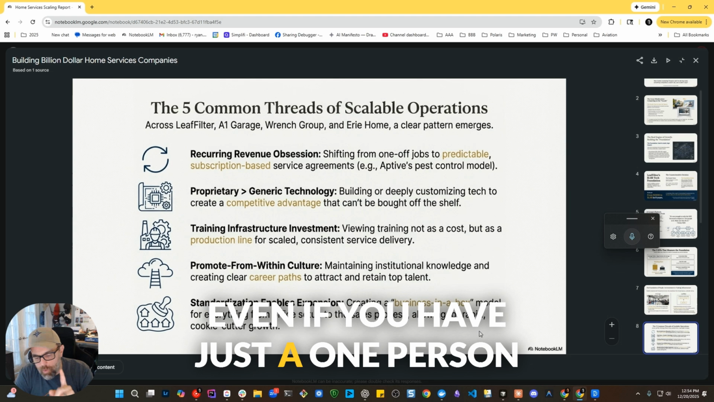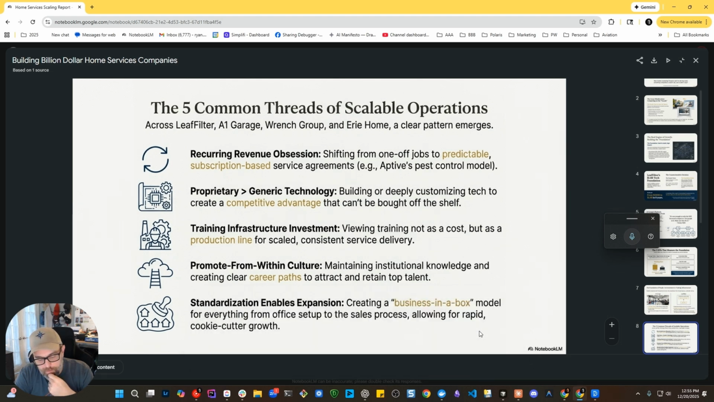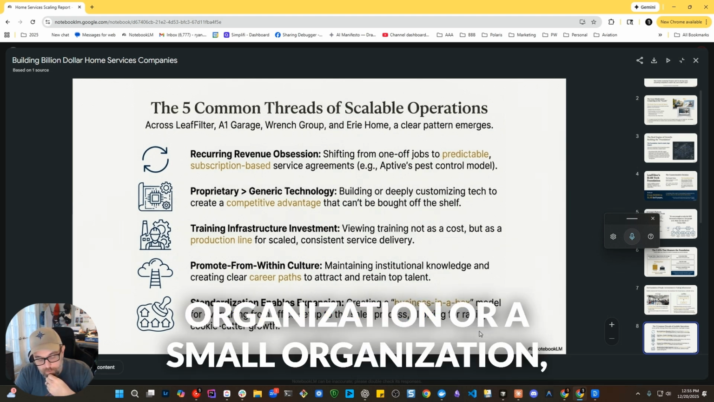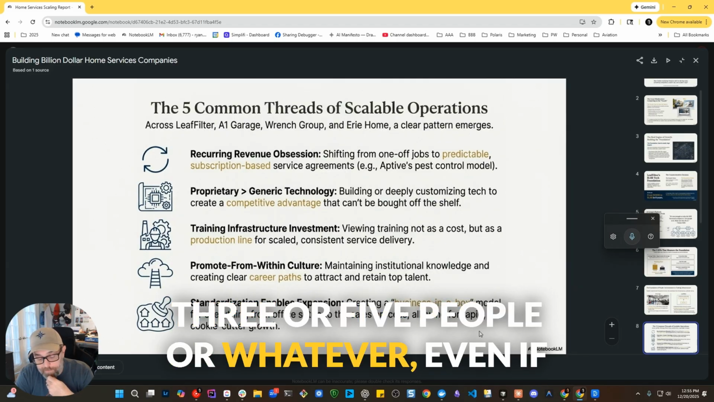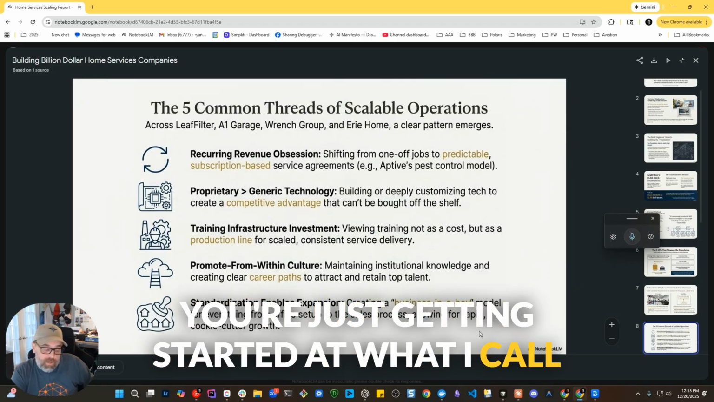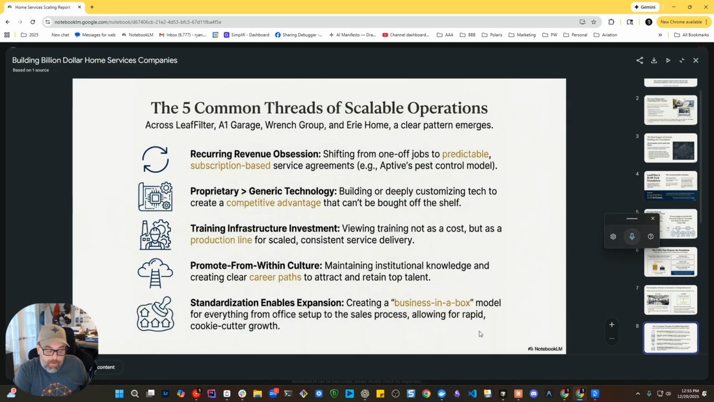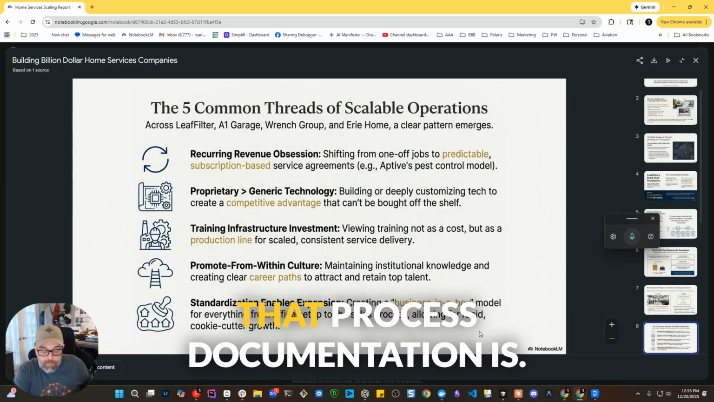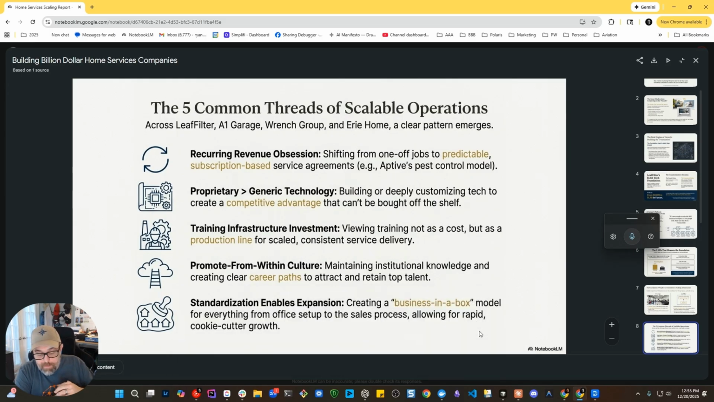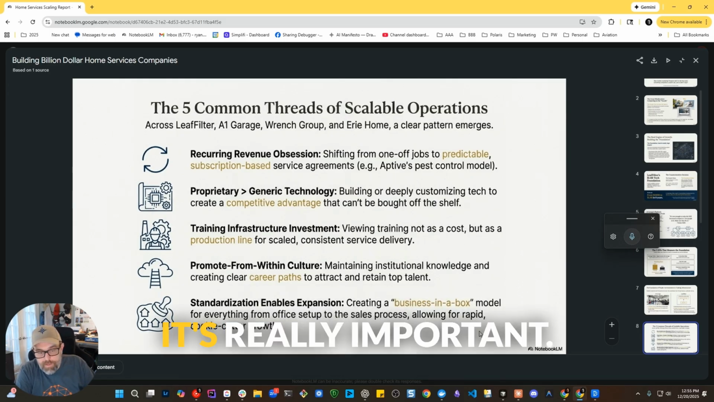And even if you have just a one-person organization or a small organization, 3 or 5 people or whatever, even if you're just getting started at what I call the earlier stages, that process documentation is important. It's really important.